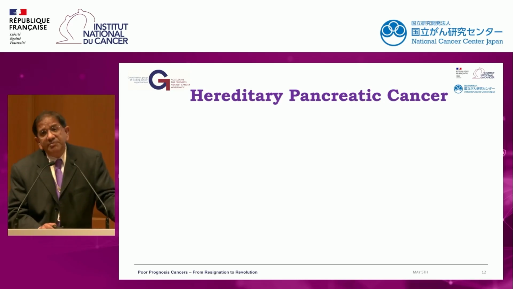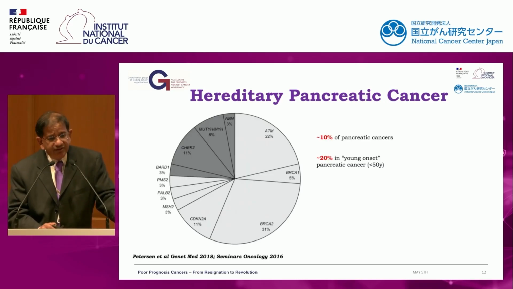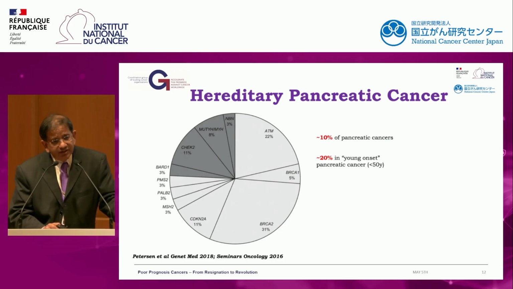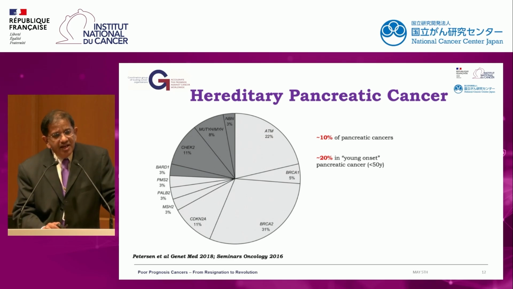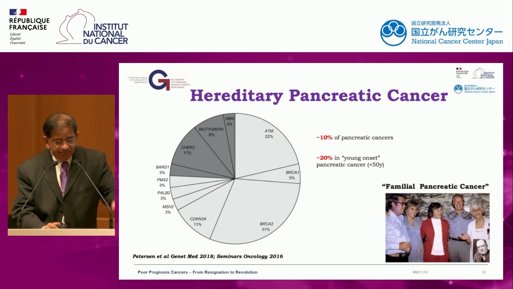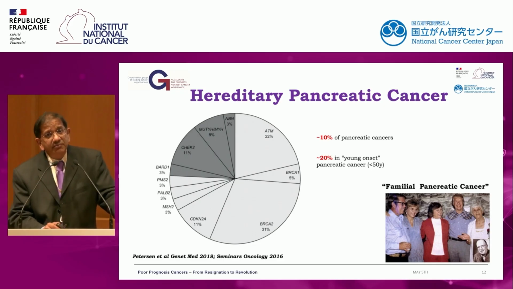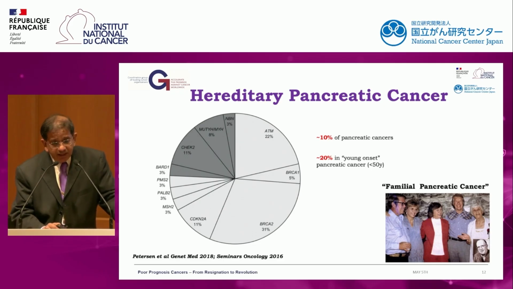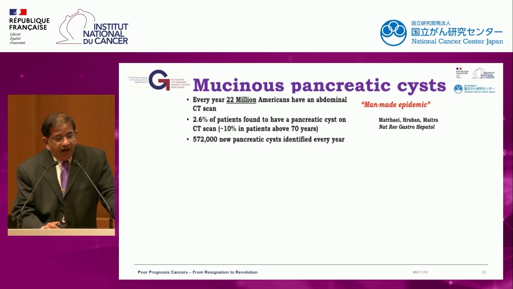So hereditary pancreatic cancer or familial pancreas cancer, about 10% of pancreatic cancers have a germline alteration, and Steve and others have done tremendous work on this over the years. This number goes up to about 20% in younger onset pancreas cancers, and most famous of these families is the family of President Jimmy Carter, who had 5 siblings and 1 parent who had pancreatic cancer. He did not have it, obviously.